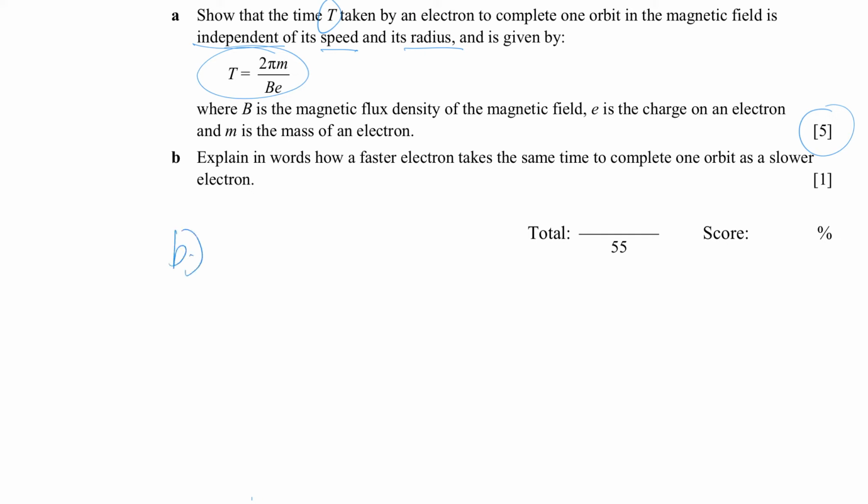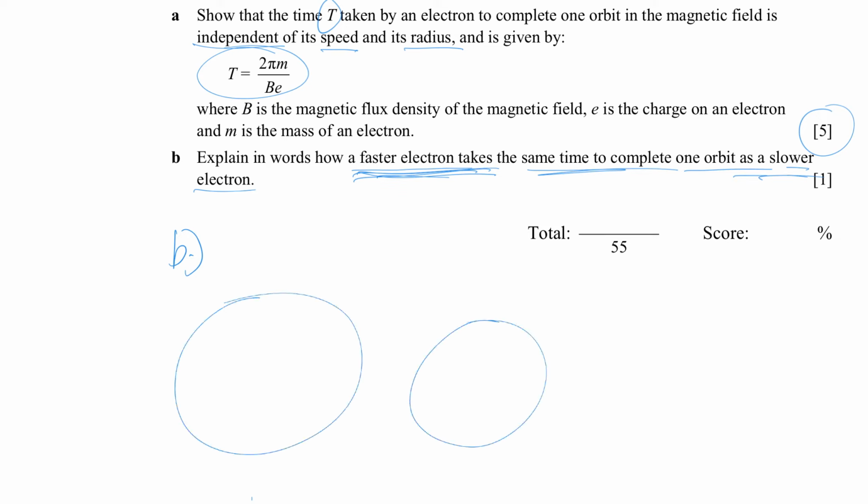Letter B. Explain in words how a faster electron takes the same time to complete the orbit as a slower one. We have the same time, but the other one is fast, the other is slow. It means the faster one must travel a longer distance compared to a slower one. So the other one is moving in a bigger circle, the other one is small. If they start here, they will also end here at the same time, right? So the faster electron must move here, the slower must move here.